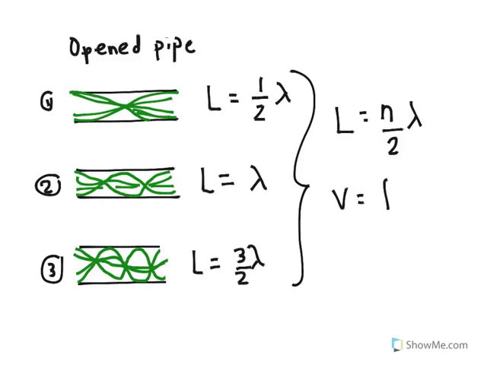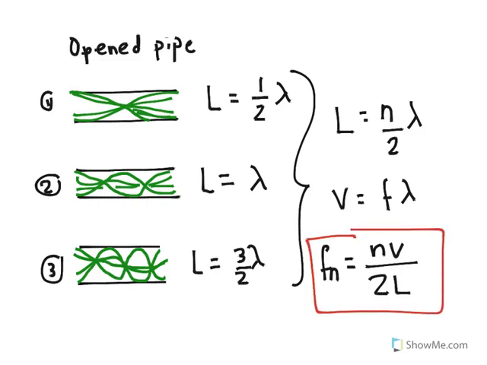If the velocity equals the frequency times the wavelength, then the n frequency in this case is going to be n, the mode, times the velocity of sound in air over 2 times the length. This happens in a completely open pipe. It is exactly the same situation in this case as the waves on the string.